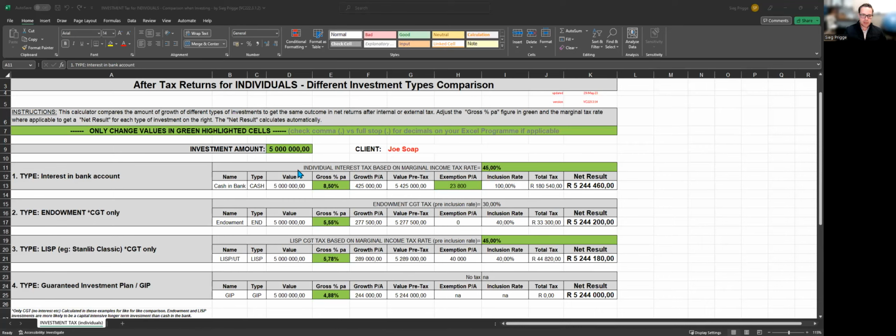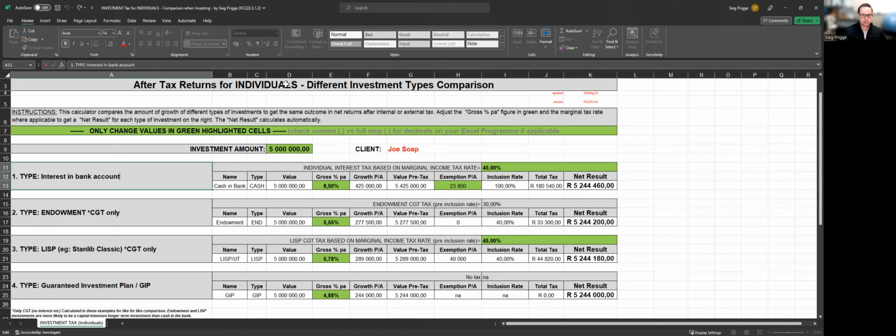As you can see, there's a busy Excel spreadsheet in front of us. It's called the after-tax returns for individual spreadsheet. I've built a similar one for trusts and for businesses. In this case, we're only going to focus on individuals. In other words, if you are an individual with an ID number and you invest money, not a business, not a trust.